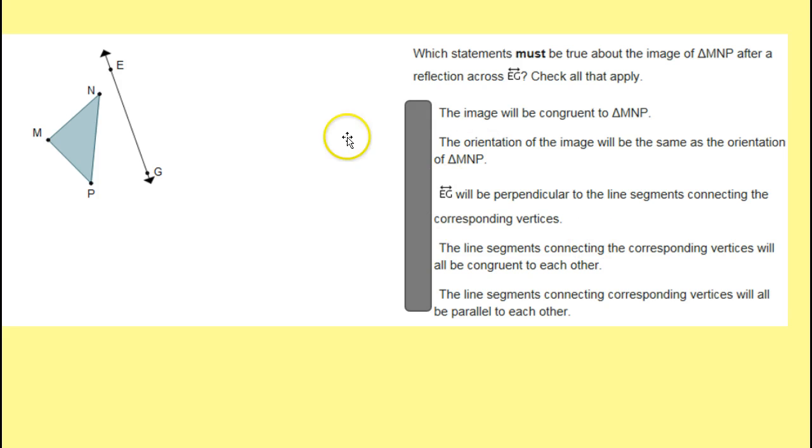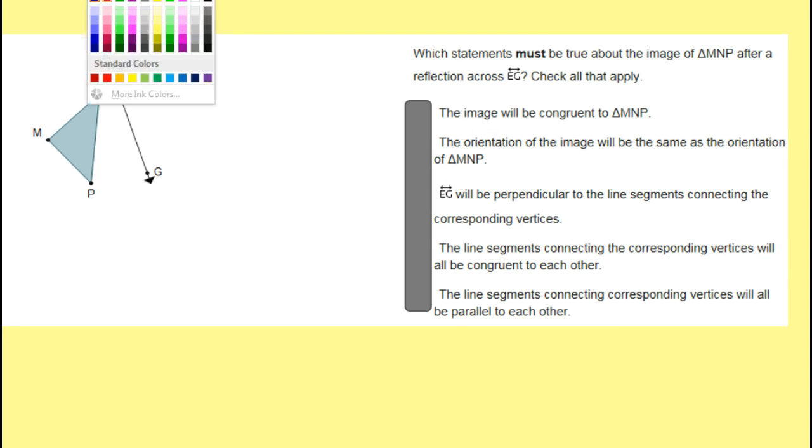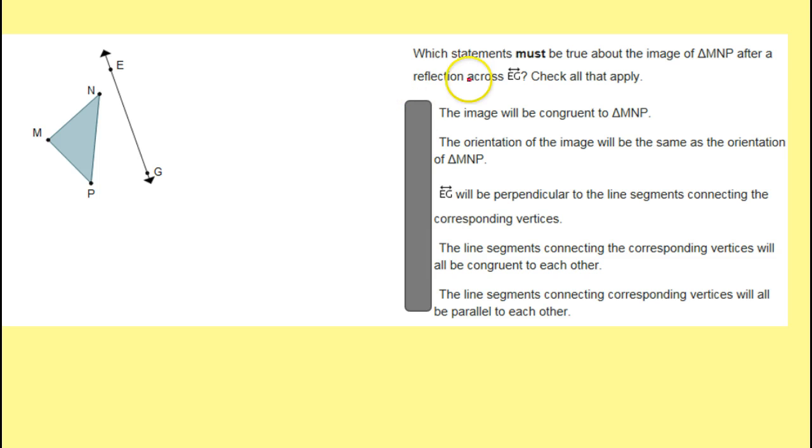This is another long one with many parts to it, so let's buckle in. Focus. Which statements must be true about the image of triangle MNP after reflection over this line EG? Check all that apply. Okay, the image will be congruent. Yes, that's true. When you do a reflection, you're going to get a figure that has the same lengths and the same angles, so it's going to be congruent. What about the next one?